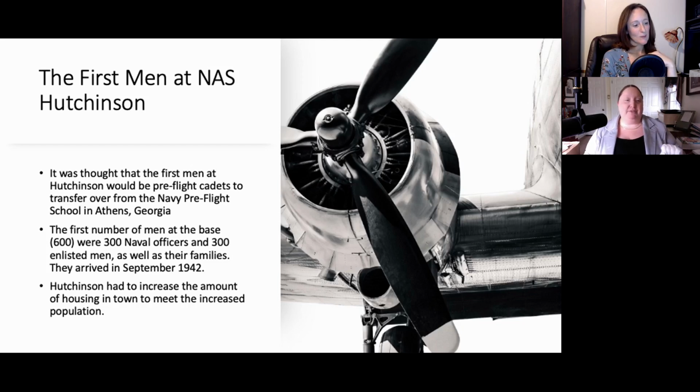But the Navy pre-flight cadets at the Navy pre-flight school in Athens, Georgia, it was thought that they would transfer in. That would be the first group of men into NAS Hutchinson. The first number is going to be 600 people. So it's going to start fairly large.